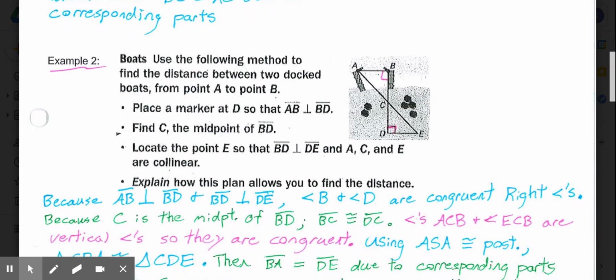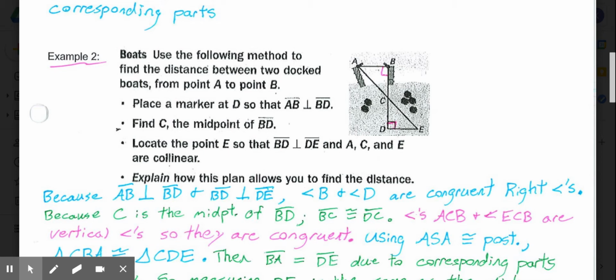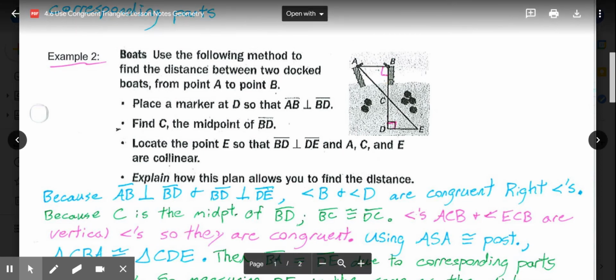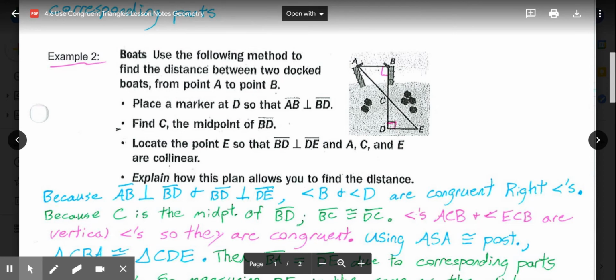Example 2. Another scenario with a picture. Use the following method to find the distance between the two docked boats from point A to point B. So we're trying to figure out the distance from A to B between the two docked boats. So they gave us some info or steps to do. Place a marker D so that AB is perpendicular to BD. So D is down here, already drawn for us.